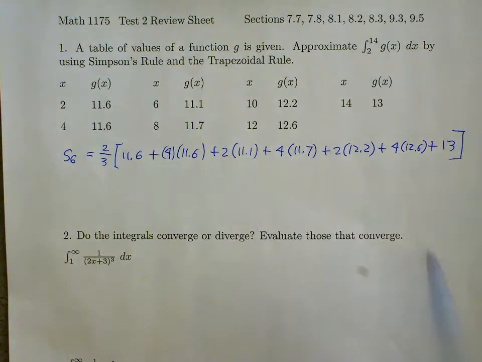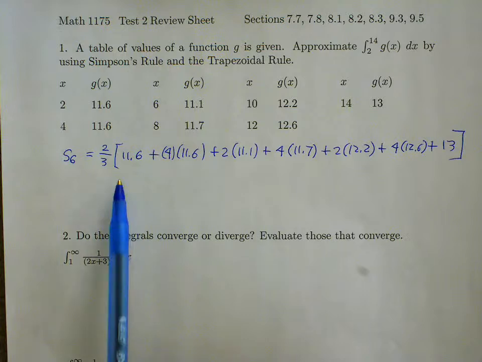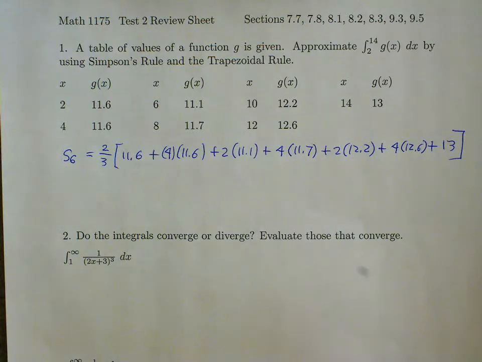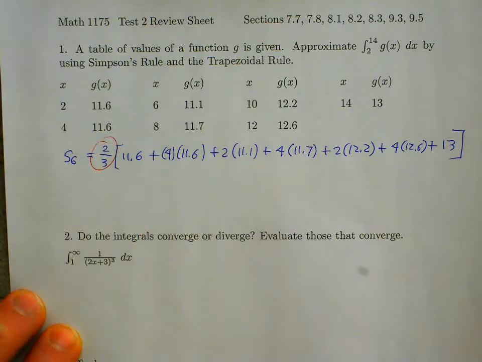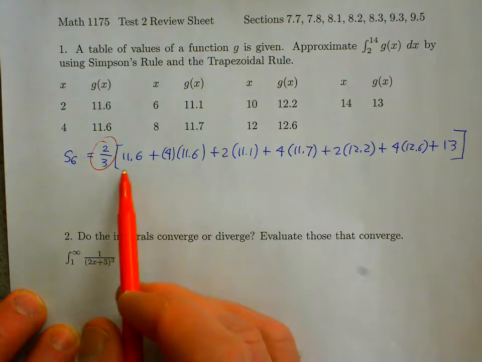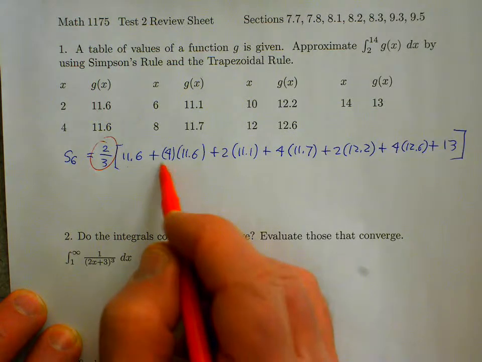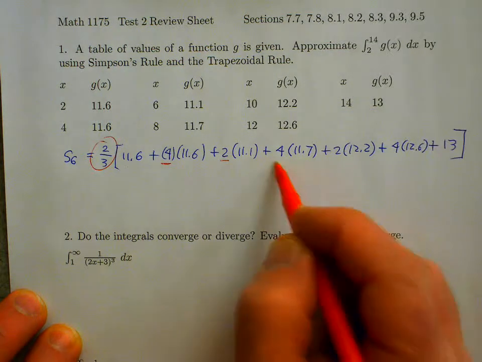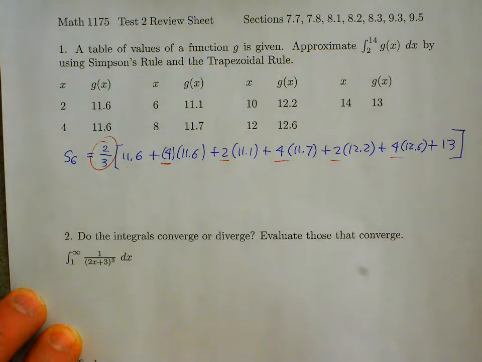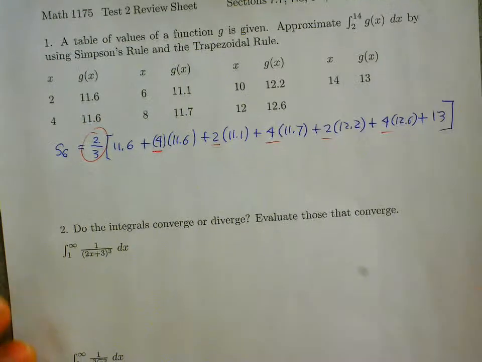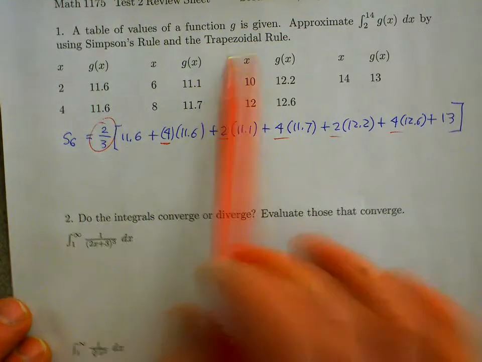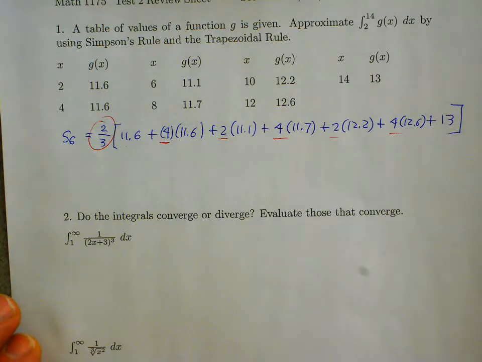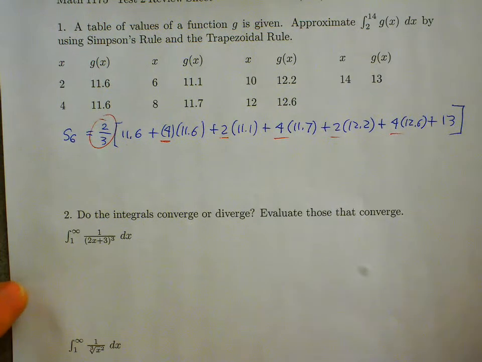So if you have something on a test, this would be an okay answer. The thing that you would be tested over is, do you have the delta x over 3, and then do you have the correct scalar multiples of the function values on the inside? And the trapezoidal rule, I'll leave that one for you to do. That one's even easier to remember than Simpson's rule.